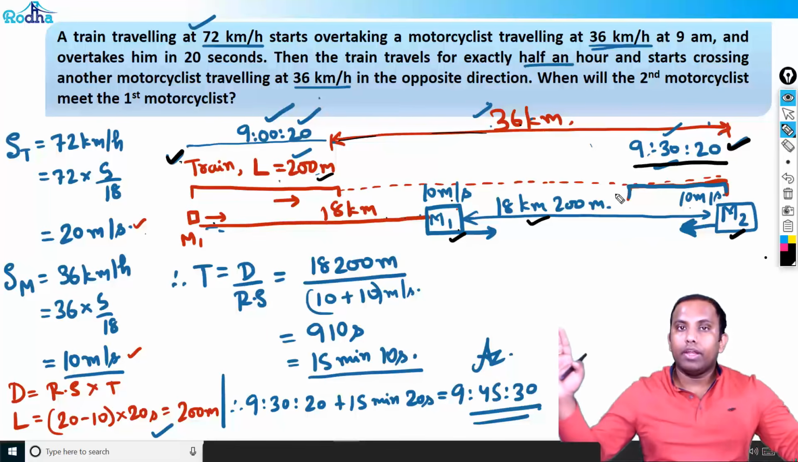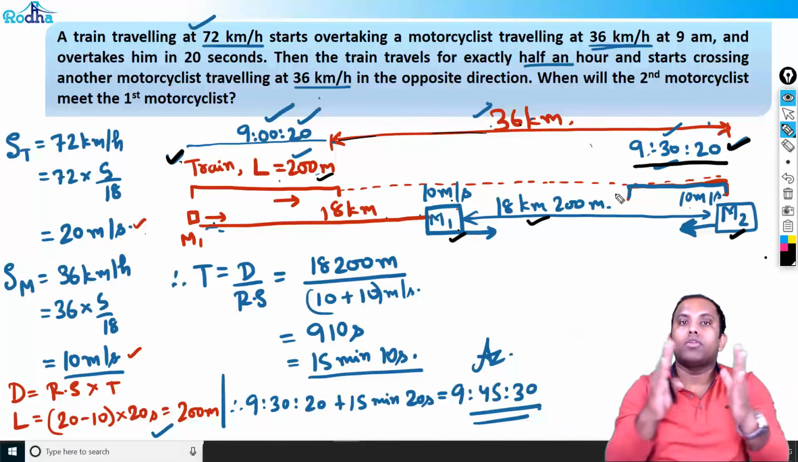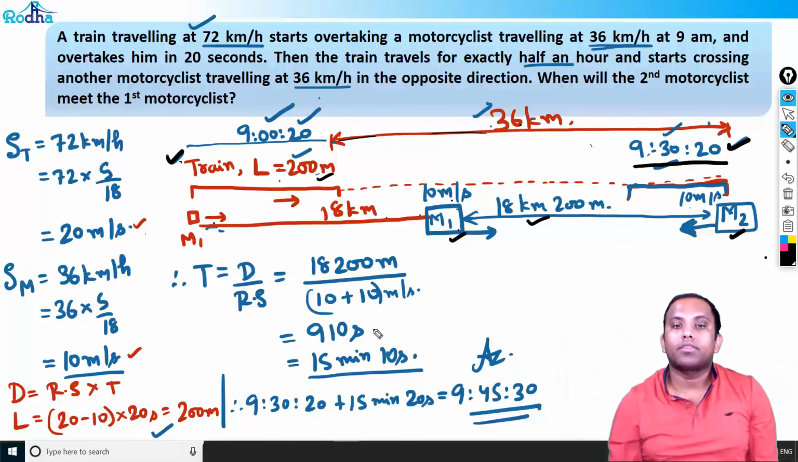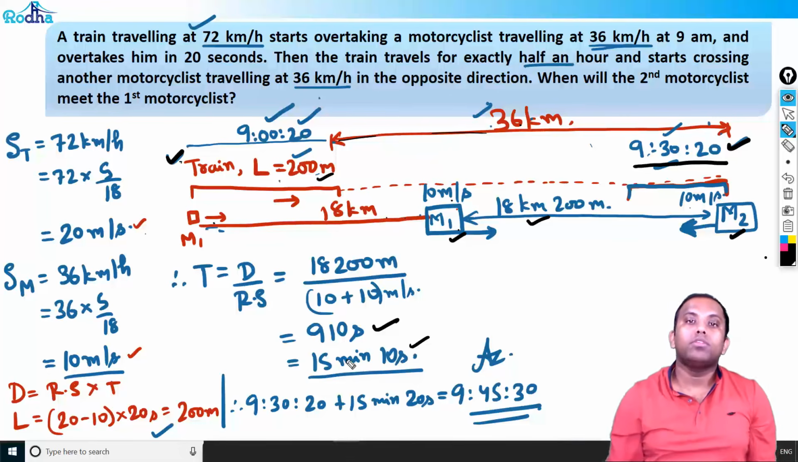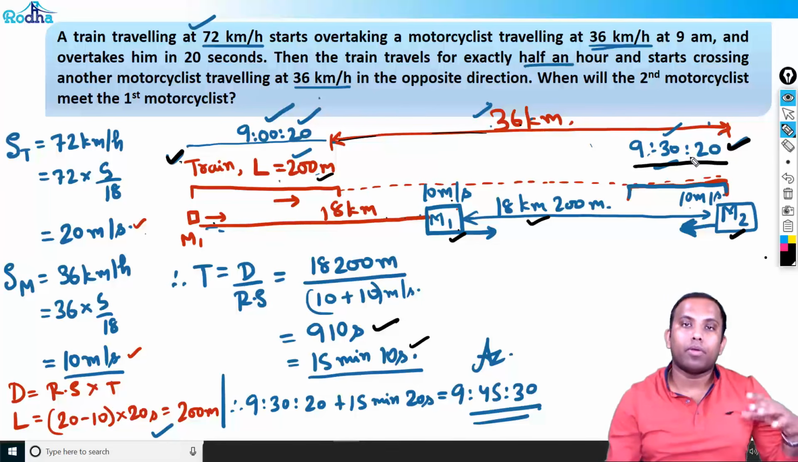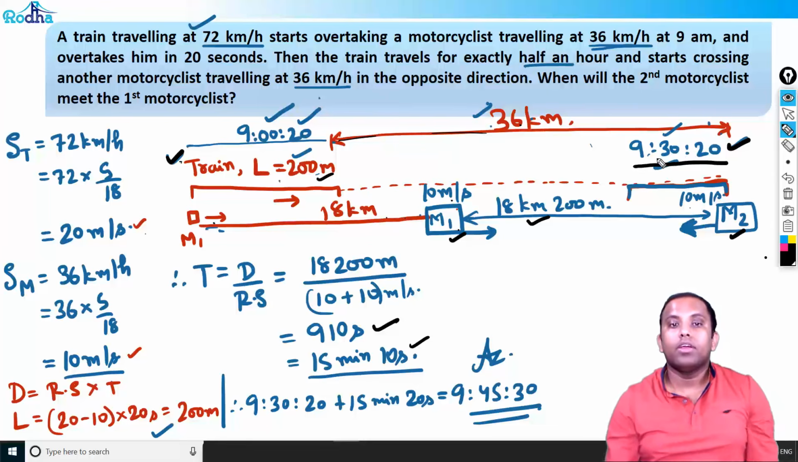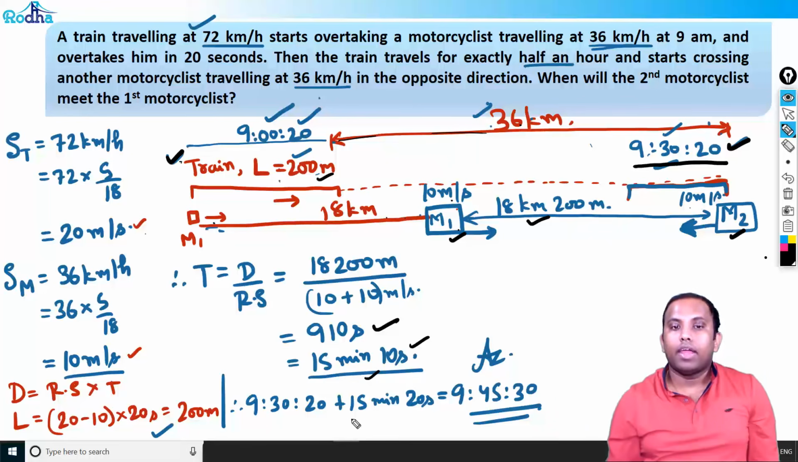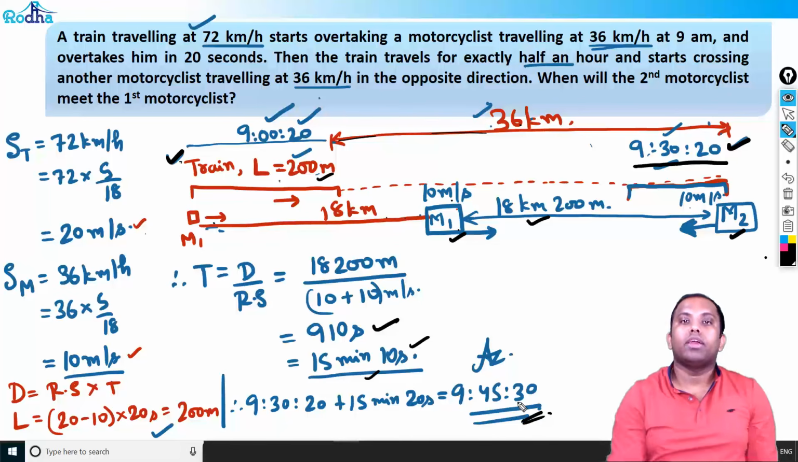The distance of 18,200 meters they have to cover with what? 10 plus 10, 20 meters per second. How much time? 910 seconds. That is 15 minutes 10 seconds, because 60 seconds is 1 minute. So after 9:30:20, plus 15 minutes 10 seconds, it will take more to meet each other. That is 9:45:30, that means 9 hours 45 minutes and 30 seconds. This is the answer for this question. Very nice question.